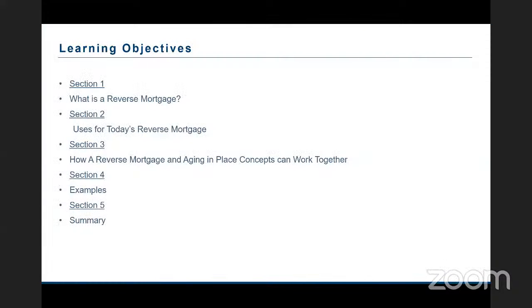Let's talk about what we're going to cover today. We'll cover what is a reverse mortgage in its most basic definition. We'll cover the uses for today's reverse mortgage, how a reverse mortgage and aging in place concepts can work together. And we're going to probably give you maybe a couple of options that might surprise you. We'll talk about some examples, and then we'll wrap it up with a summary.